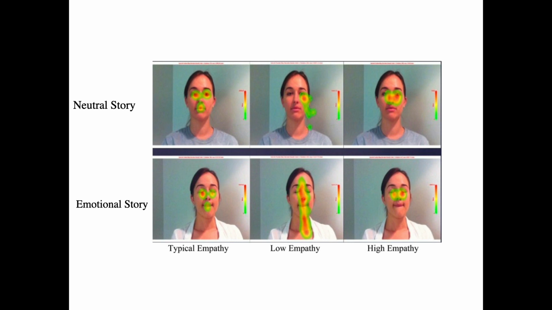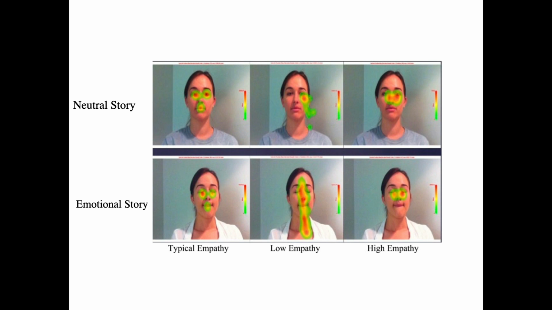What you see at the top is the neutral story, when the woman in the video is telling a neutral story about a time she was at the airport. We see examples of what a participant with average empathy has, what somebody with low empathy has, and somebody with high empathy. Under the neutral story, they're looking all over the place, a little bit on the face. That's not really where the hypothesis was making predictions. We were more interested in whether they look more at the eyes when she's being emotional.